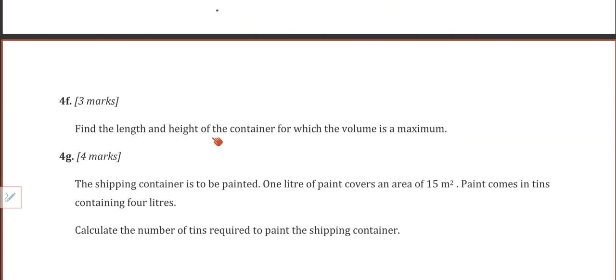So find the length and height of the container for which the volume is a maximum. So we know x is 8 over 3, and we know 2x is then 16 over 3, 2 lots of 8 over 3. You're okay with that? So 2 times 8 over 3.